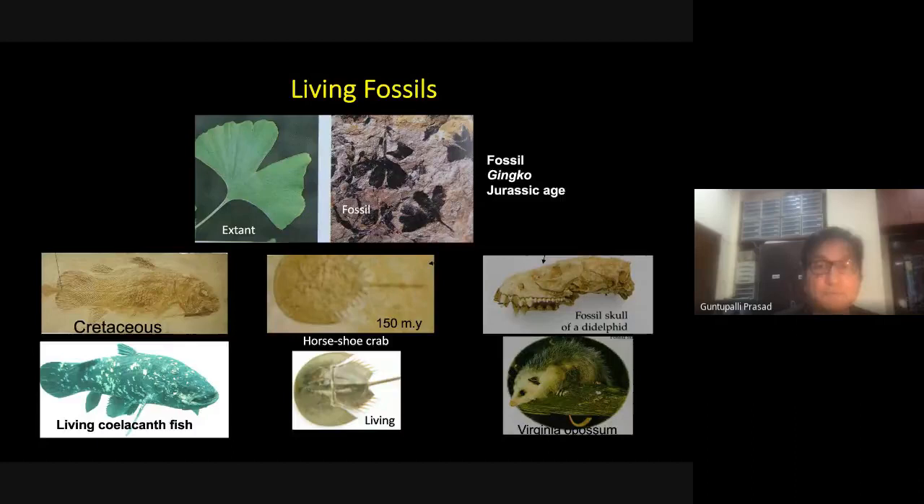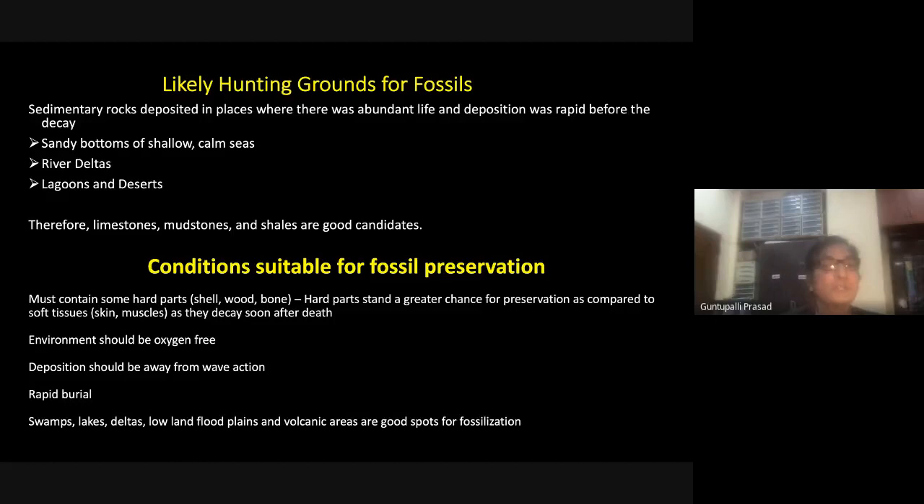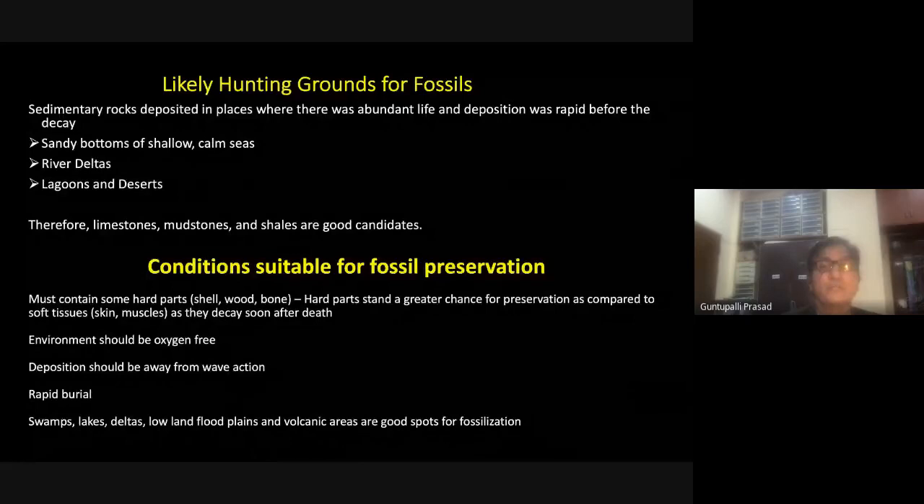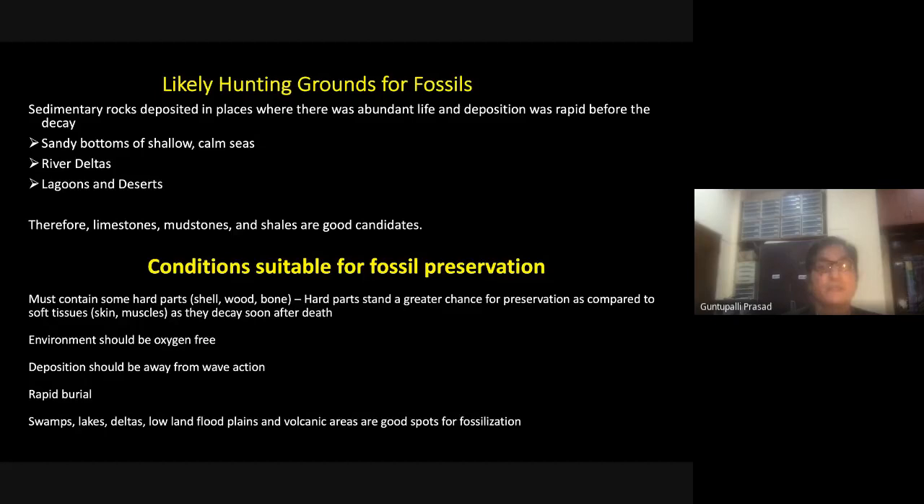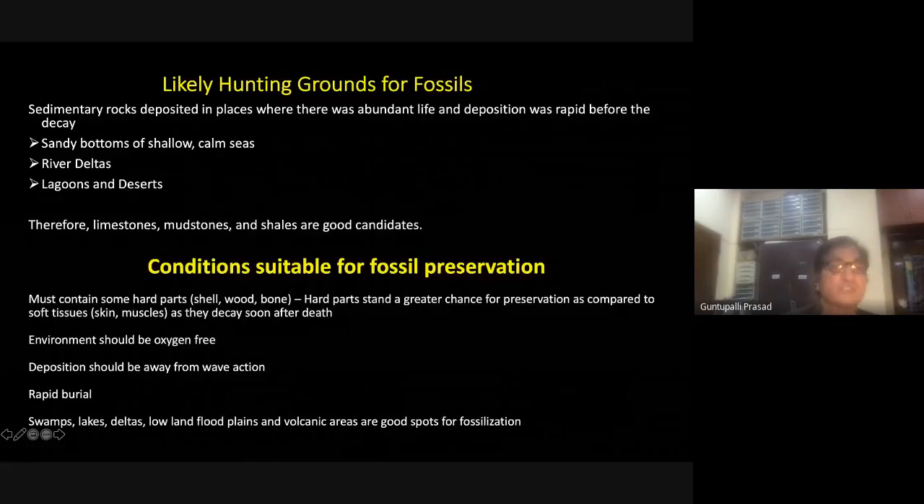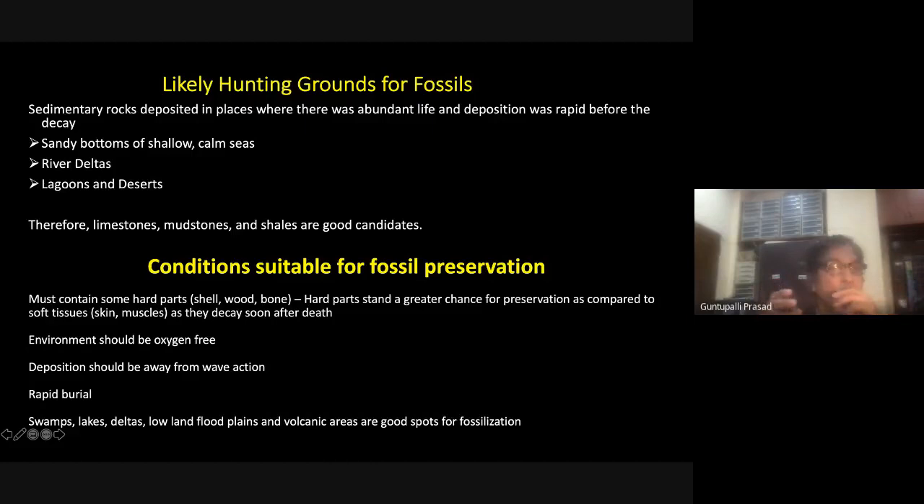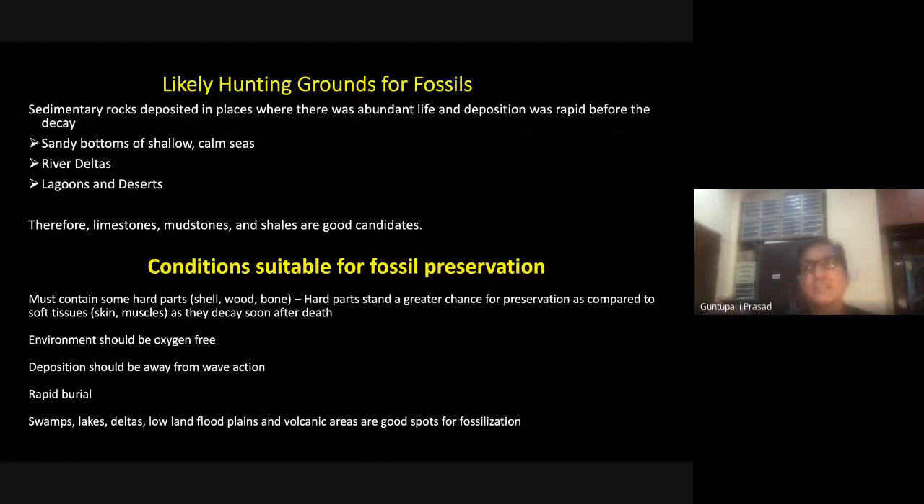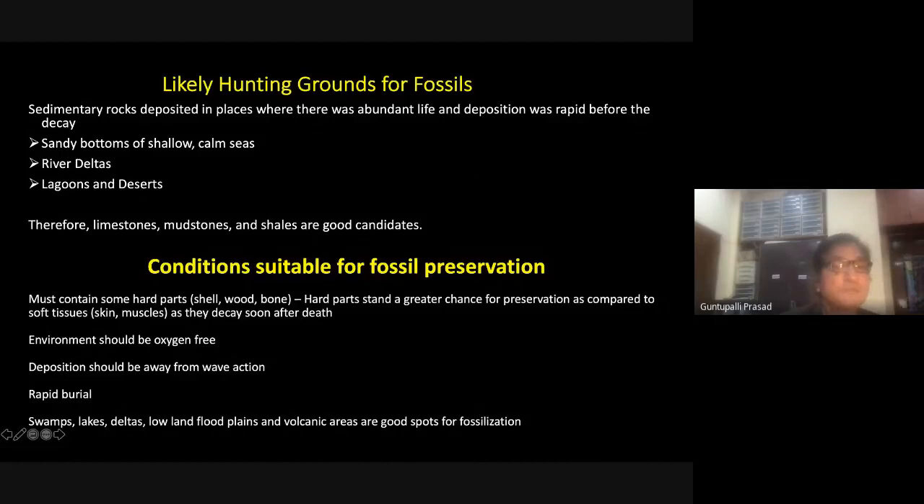And then what are the places where you can find fossils? Most of the sedimentary rocks which are deposited in places where there was a rapid burial, mostly in aquatic environments. So most of these sandy bottoms or shallow calm seas, river deltas, where a huge amount of sediment is deposited by the rivers, and lagoons and deserts. Deserts are also important places where once the animal dies, the sand dunes cover it immediately. If they are covered by these sand dunes, there is also a possibility of preservation of the skeletons. Therefore, most of the fine-grained sediments like limestones, mudstones, and shales are good candidates for the preservation of fossils.